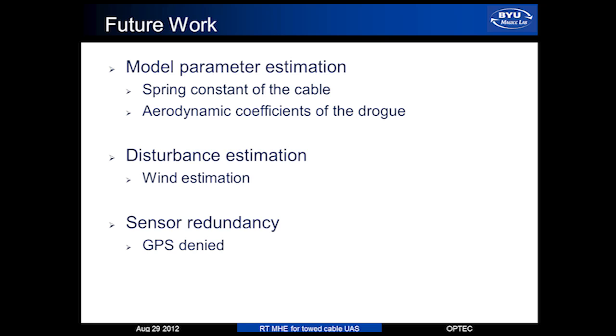In future work, as we talked about before, we want to move forward to estimate other parameters like the spring constant of the cable and the aerodynamic coefficient of the yoke. Also, we want to try to estimate disturbances like the wind. After we can handle all of that, we can move forward to GPS-denied applications.